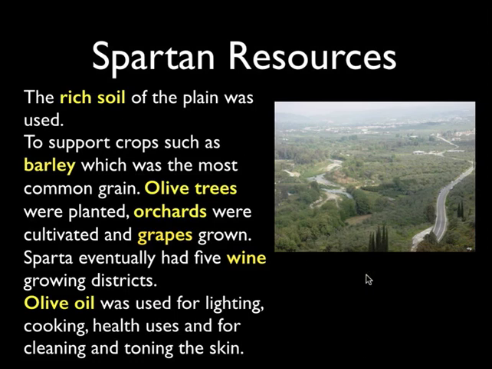That supported crops like barley, and it also allowed them to grow fruit through orchards. For example, olive trees were grown, and their oil was used for lighting lamps and for cooking, and also was used for cleaning and toning of the skin. Grapes were also grown, and they had 5 distinct wine growing regions within Sparta as well.